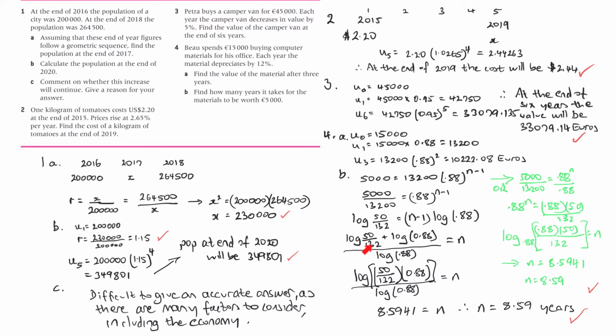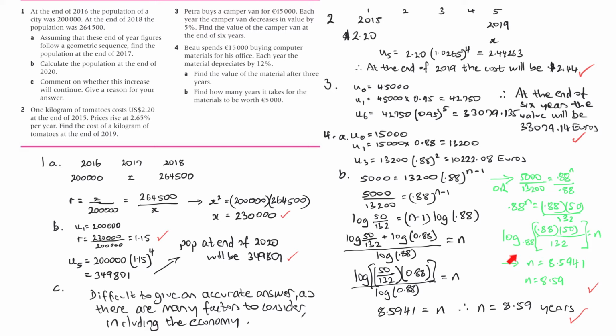Well, that means it's the log of those 2 numbers divided by the log of 0.88. That equals n. And when you resolve this on your calculator, you get n is equal to 8.5941. And therefore that's 8.59 years. Okay, normally n is a whole number, but this is giving us part of the year here. So it's 0.6 of a year.